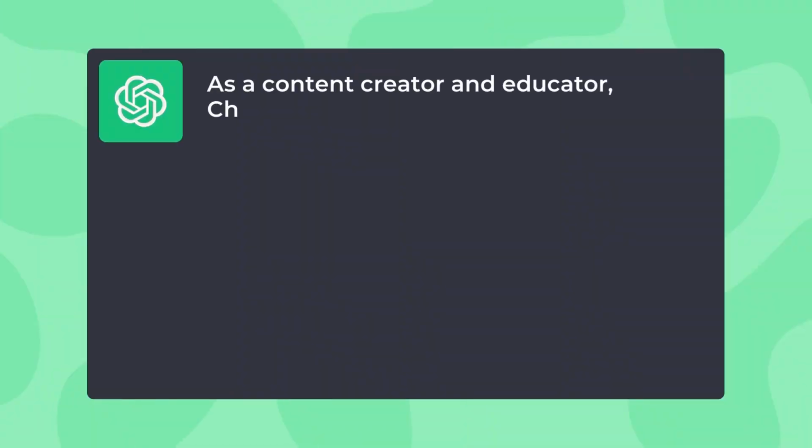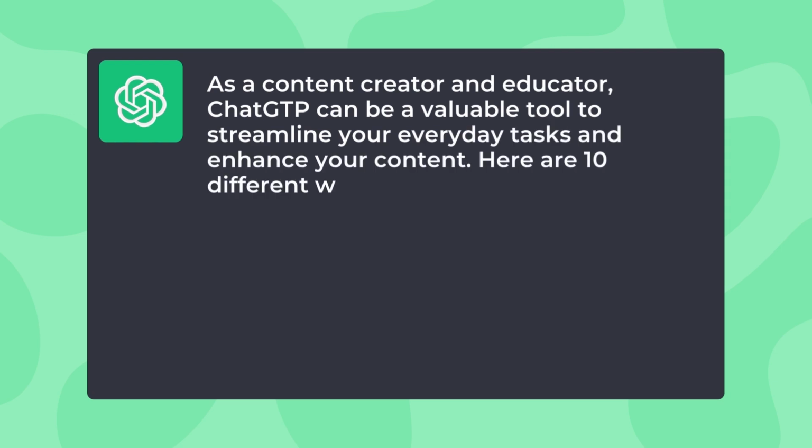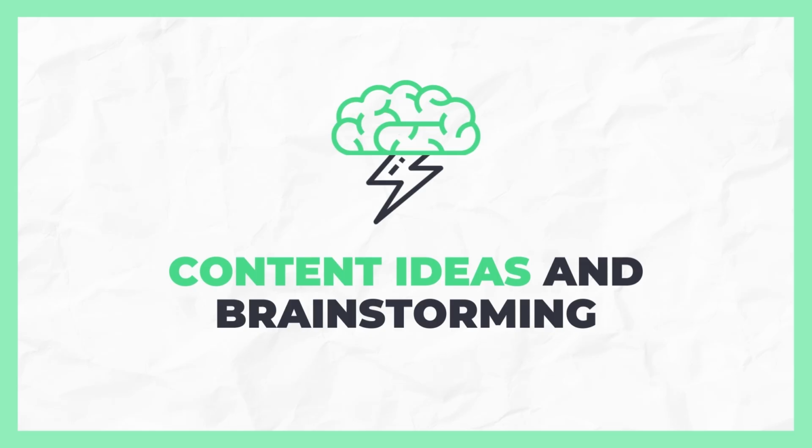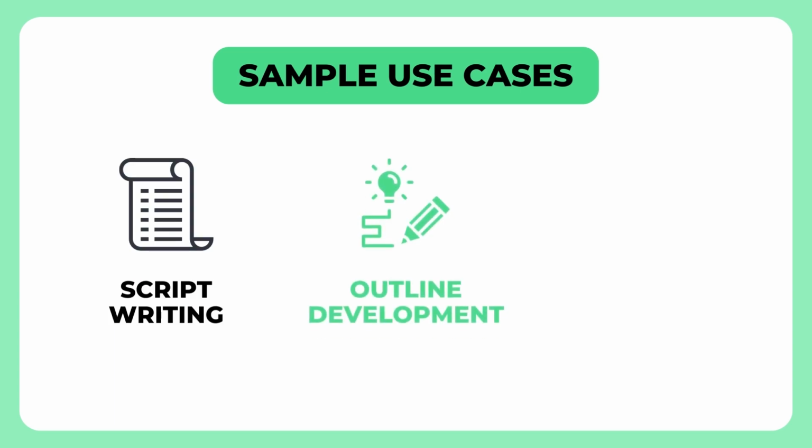So I'm basically giving ChatGPT some context about my work and then asking it to help me work faster. Like, what are 10 different ways I can use ChatGPT as a content creator? So there you go. As a content creator and educator, ChatGPT can be a valuable tool to streamline your everyday tasks and enhance your content. Here are 10 different ways you can use ChatGPT. Number 1, content ideas and brainstorming. Use ChatGPT to brainstorm content ideas for YouTube, blog posts, courses, etc. Number 2, script and outline generation, to generate outlines for my courses.